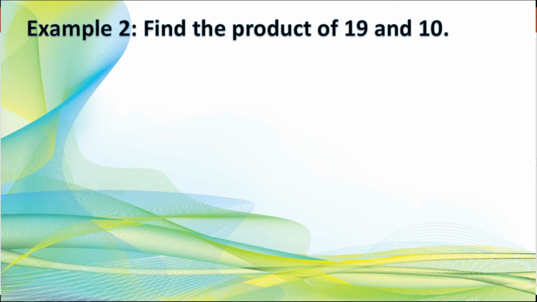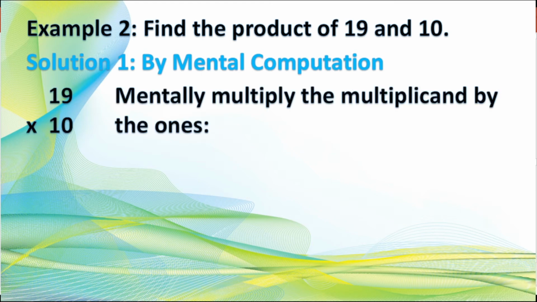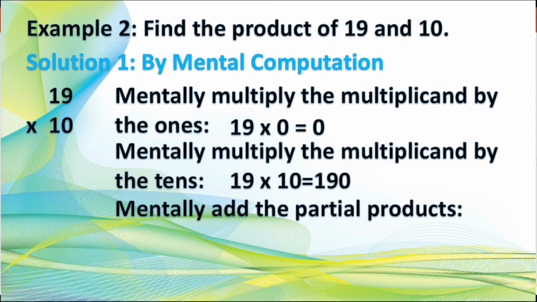Example 2. Find the product of 19 and 10. Solution 1 by mental computation. Mentally multiply the multiplicand by the ones. 19 times 0 is equal to 0. Mentally multiply the multiplicand by the tens. 19 times 10 is equal to 190. Mentally add the partial products. 0 plus 190 is equal to 190. So 19 times 10 is equal to 190.